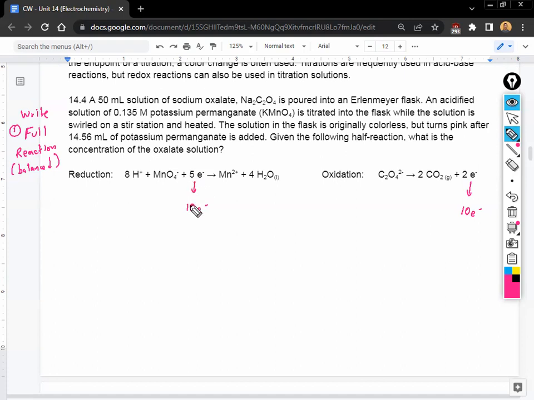Yep. All right, anyway, so if we're going to get the reduction half reaction to 10 electrons, what do we need to multiply everything else by? 2, yeah, because this was times 2. So if we rewrite this half reaction, we would have 16 protons, 2 permanganates, 10 electrons. You've got to multiply the manganese ions, and you're going to have 8 waters. Okay. So that is the balanced reduction half reaction.